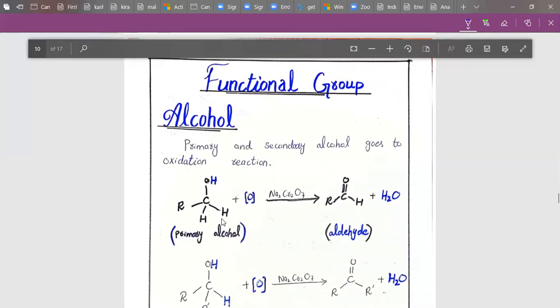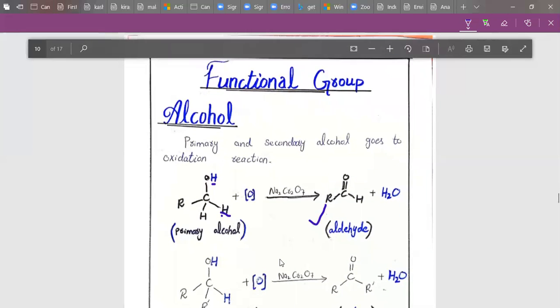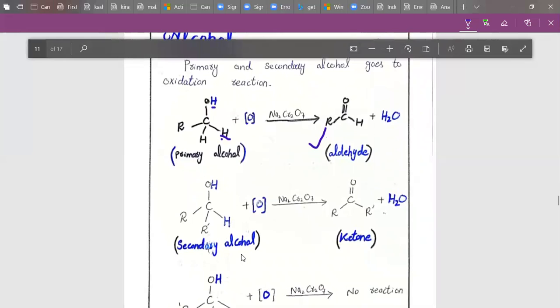In alcohols, we can remove a hydrogen atom. When these two hydrogen atoms are removed, then we obtain an aldehyde. In secondary alcohol, when secondary alcohol reacts with oxygen, it produces ketone, because the same as this hydrogen and this hydrogen are removed, and when these hydrogens react with oxygen, they form water. So the water is removed and then we get a ketone.